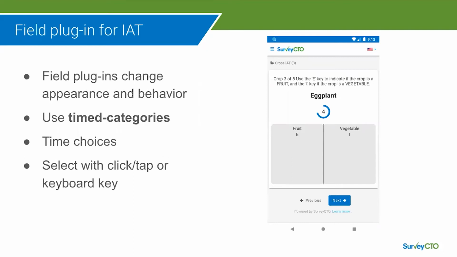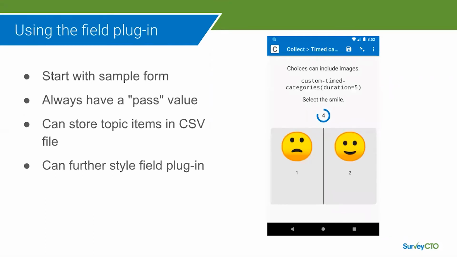The screenshot shown here demonstrates the field plugin in a web form on a mobile device. So all you have to do is send the respondent the link to the form, they'll open it, and they can select choices by tapping on the corresponding column right from their mobile web browser. You can set up this field plugin like you would any other field plugin. Let's demonstrate how to set up a field for an implicit association test.